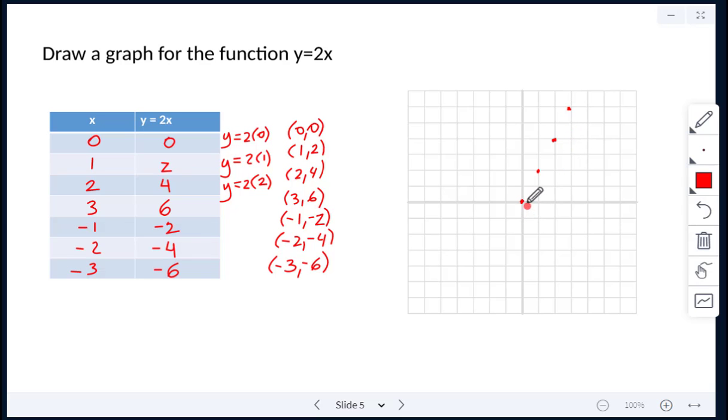And so on. Negative 1, negative 2, negative 2, negative 4, and negative 3, negative 6.